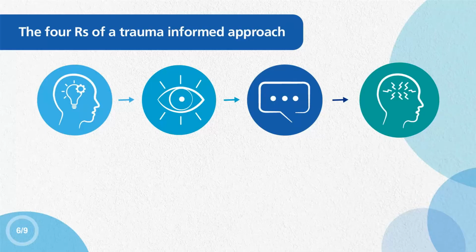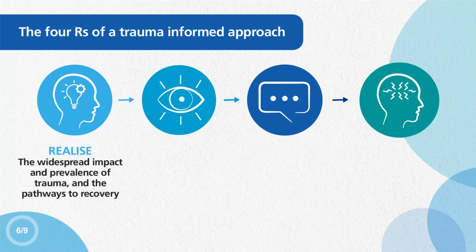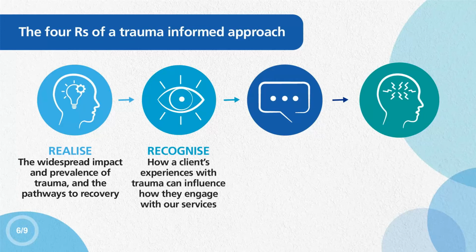Let's look at these elements in a little more detail. Realise. This is about understanding the impact and prevalence of trauma, as well as the potential pathways to recovery. Recognise. From the very first contact with an agency, staff at all levels have to recognise that a client's experiences with trauma can greatly influence how they engage with our services and how responsive they are to programs and interventions.